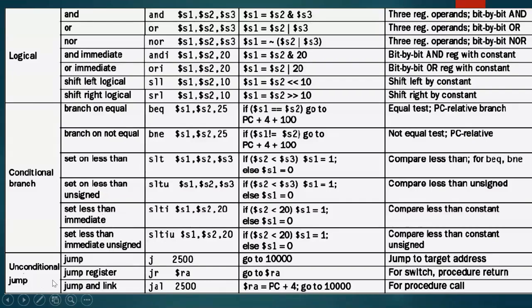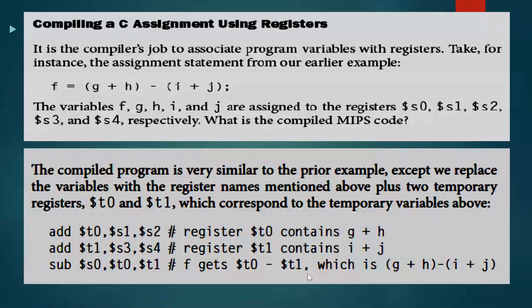Then finally you're going to have an unconditional jump. So you're going to have a jump, jump register, jump and link. Jump to 2500 means it is going to go to the particular location, like a target address. So this is how the instructions look in MIPS.